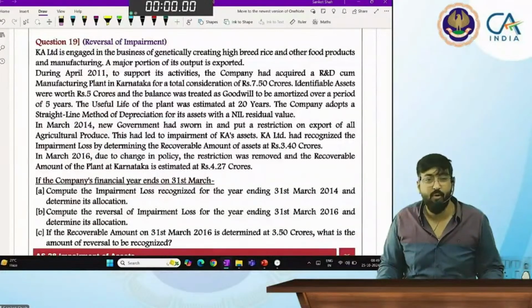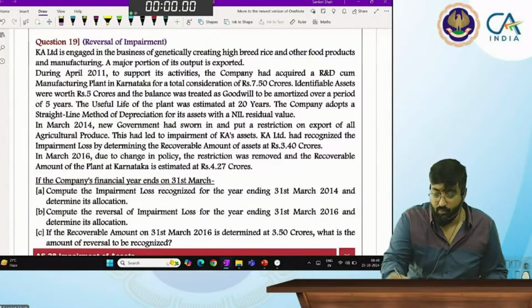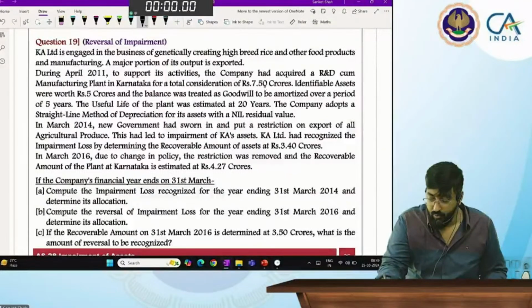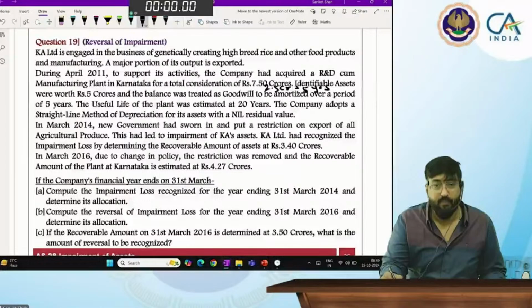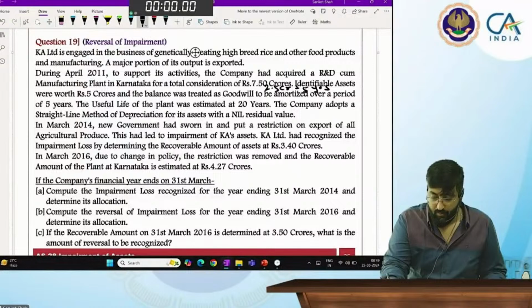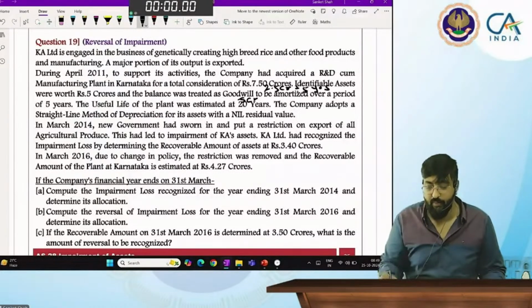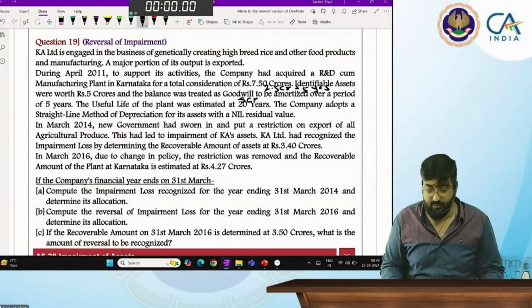Balance is amortized over 5 years and useful life. So balance means of goodwill. Goodwill कितना है? 2.5 crores. Will be divided over 5 years. Correct? And plant कितना है? 5 crores. It will be divided over 20 years.